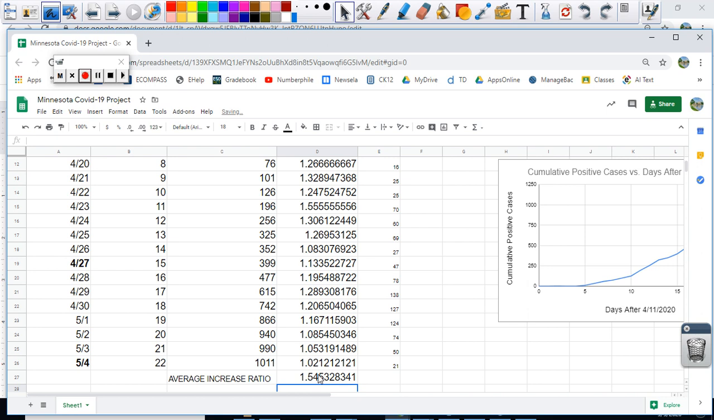And so we see we have an average of 1.545 and so on. That means we have about a 55% increase on average each day.